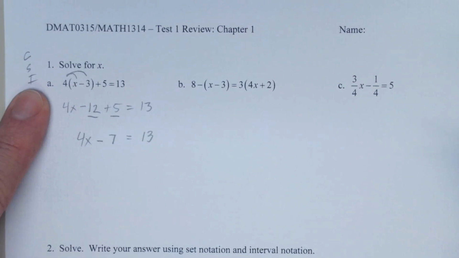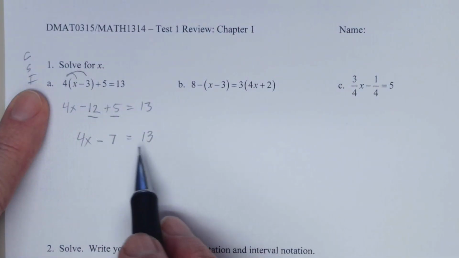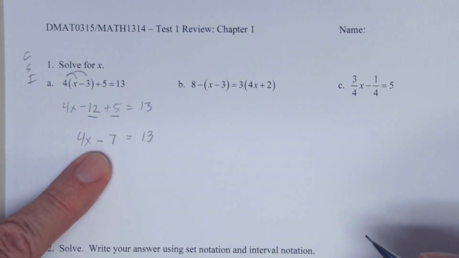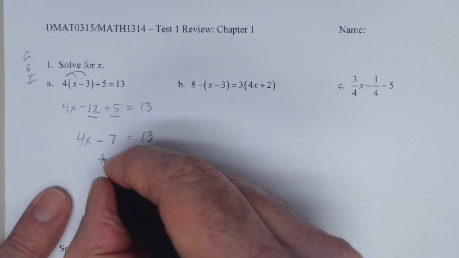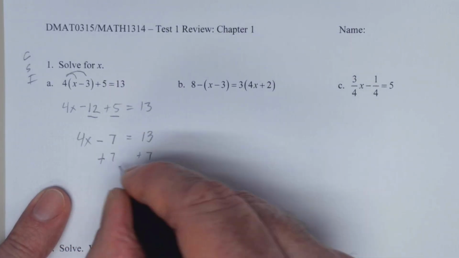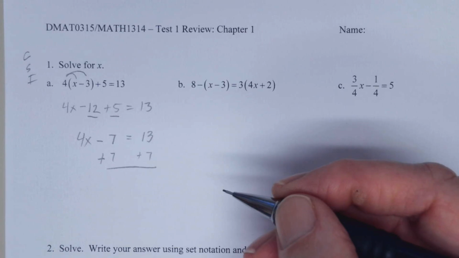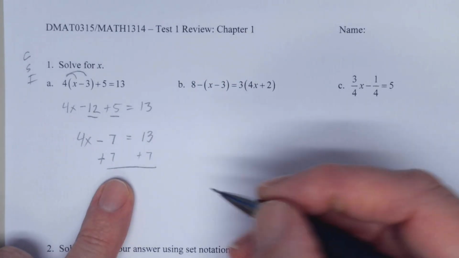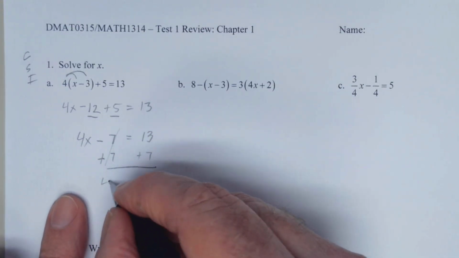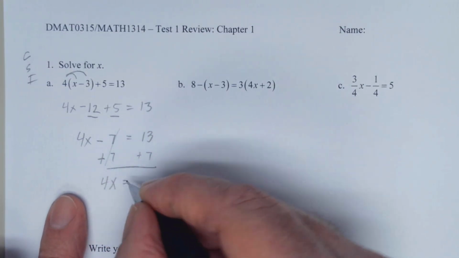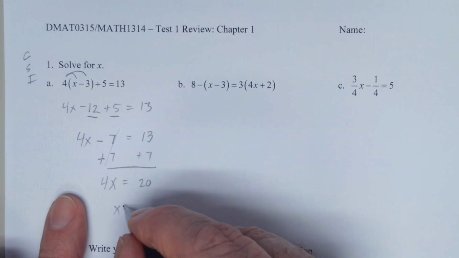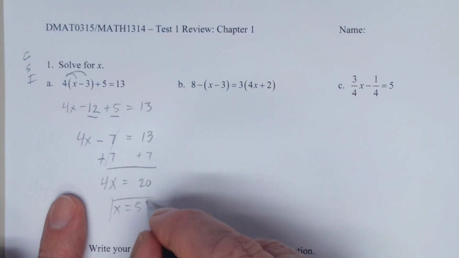The I means isolate x on one side. Well, we already have x on one side. In fact, this is a two-step equation. So we will add 7 to both sides. It's going to take 2 steps to get x by itself. That's why I call it a two-step equation. These add up to 0. You're left with 4x on the left. On the right side you get 20, and so x is 5.